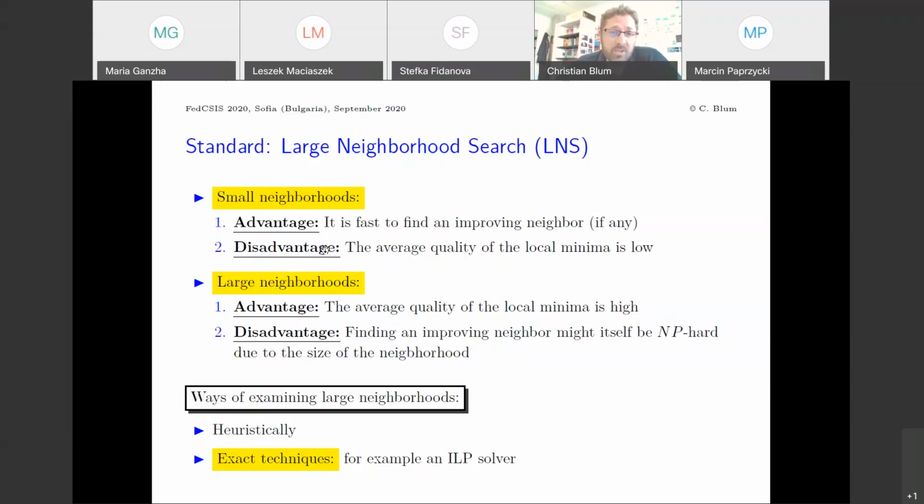The disadvantage is that the average quality of the local minima is low. When I use large neighborhoods, the advantage is that the average quality of the local minima is rather high, because every solution has many neighbors. But the disadvantage is that finding such an improving neighbor might itself be an NP-hard problem. So there we might use exact techniques for searching large neighborhoods.